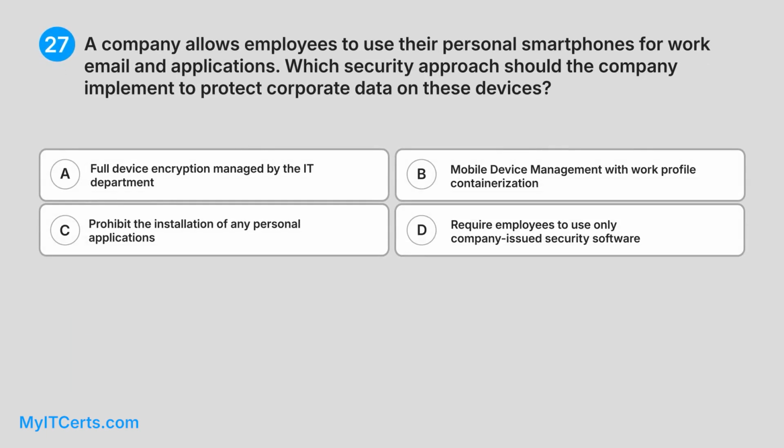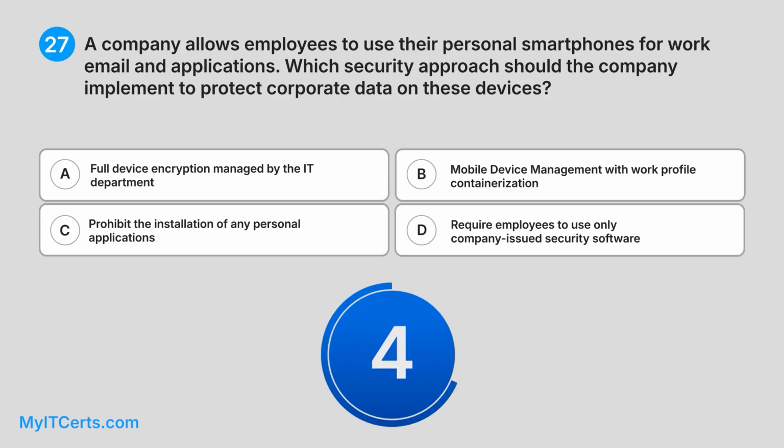27. A company allows employees to use their personal smartphones for work email and applications. Which security approach should the company implement to protect corporate data on these devices? A. Full device encryption managed by the IT department. B. Mobile device management with work profile containerization. C. Prohibit the installation of any personal applications. D. Require employees to use only company-issued security software. What do you think is the answer?